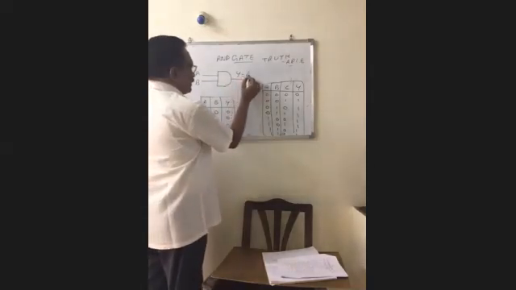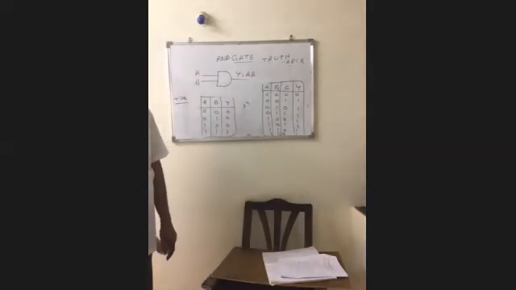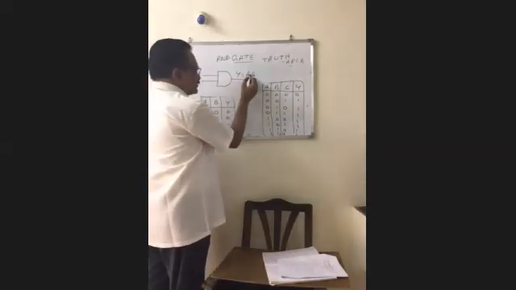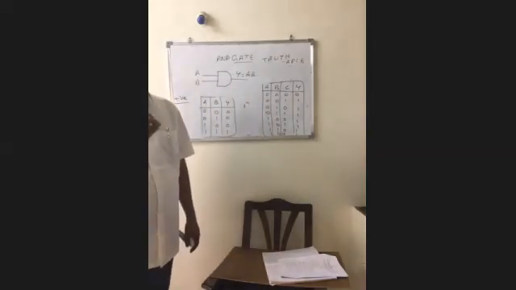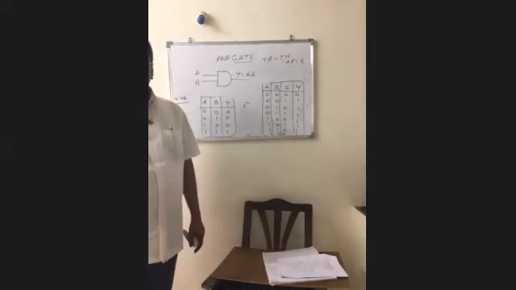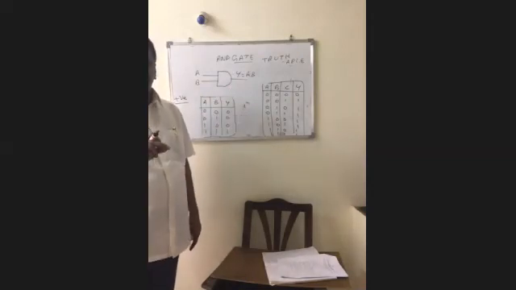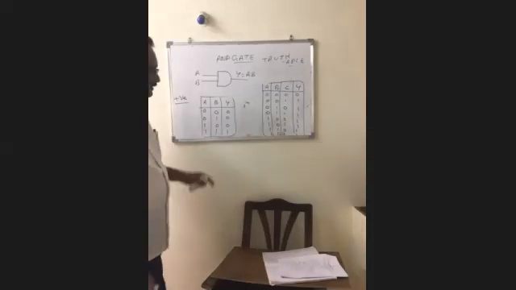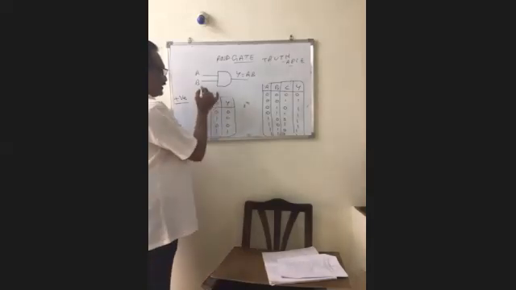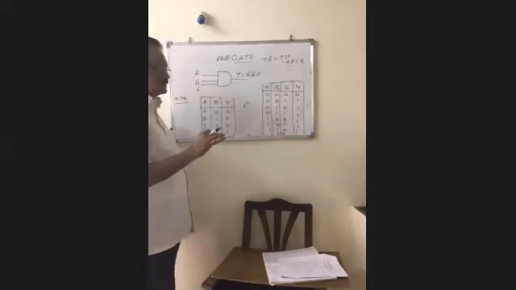Y equal to AB is the output expression or logical expression. This dot indicates multiplication. A plus B is the output expression for an OR gate. A dot B, the multiplication of A and B, is the output expression for an AND gate. For a 3-input AND gate, A, B, C are the inputs, and A, B, and C is the output expression.